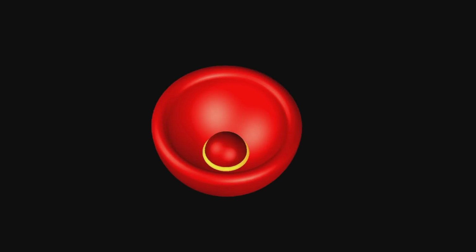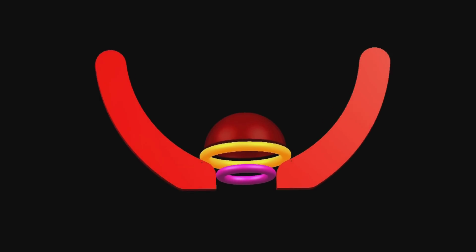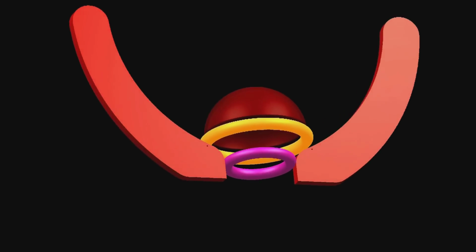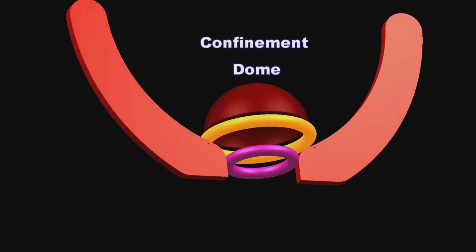This animation shows a magnetic bowl. In the bottom of the bowl, we find 3 magnetic substructures. Now we will slice the bowl in order to get a better view of these magnetic substructures. I have named these magnetic substructures the Confinement Dome, the Flip Ring, and the Choke Ring.